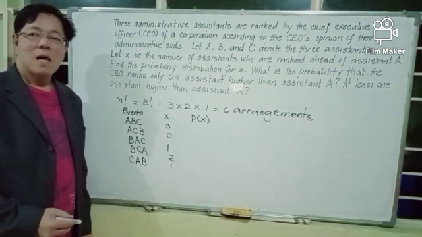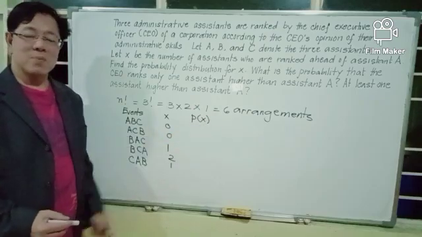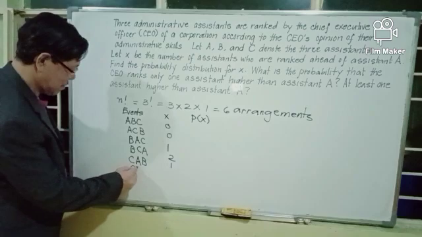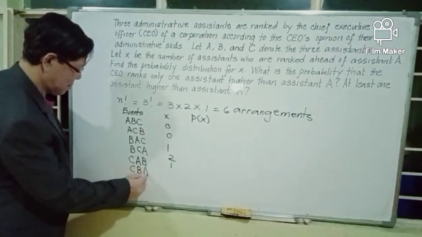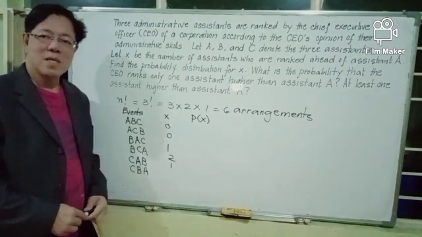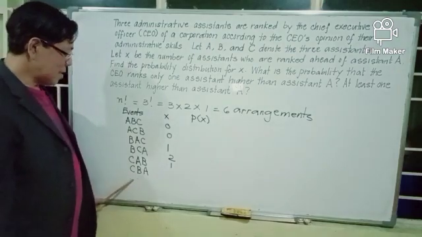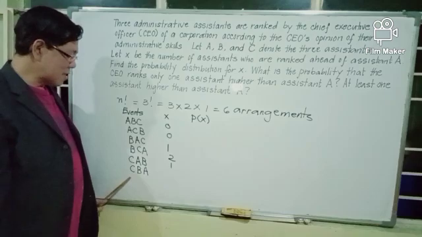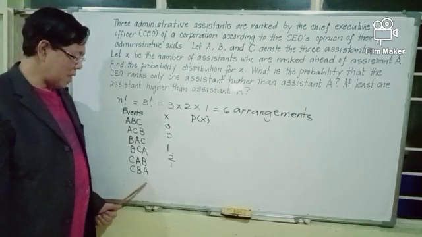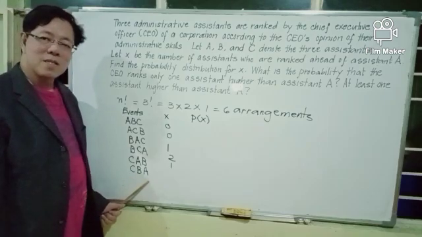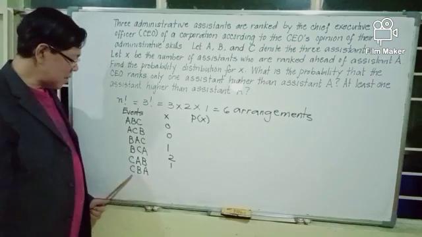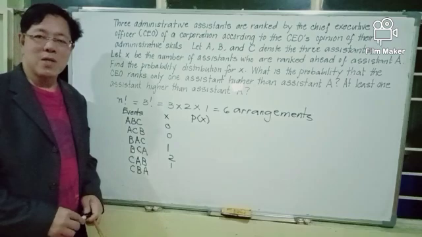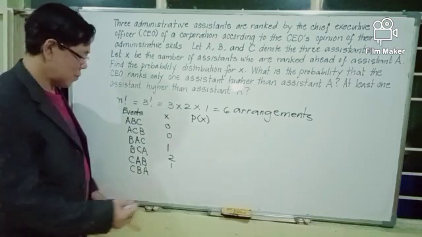The last arrangement of the 6 possible arrangements is CBA. In this arrangement, the assistants C and B are ranked ahead of A. So there are 2 assistants who are ranked ahead of A, assistants C and B. Thus, the value of the discrete random variable x is 2.